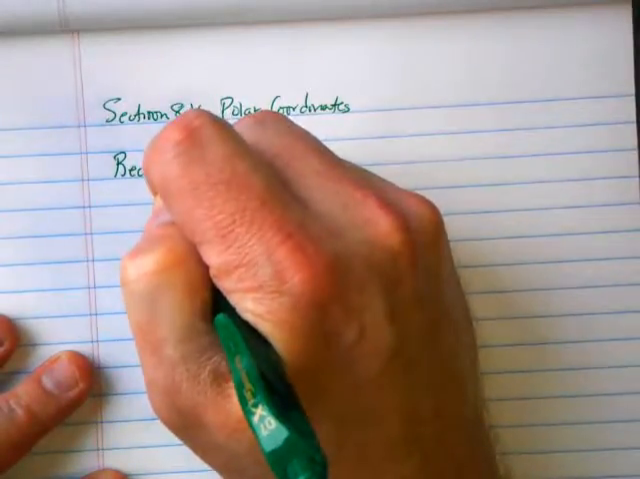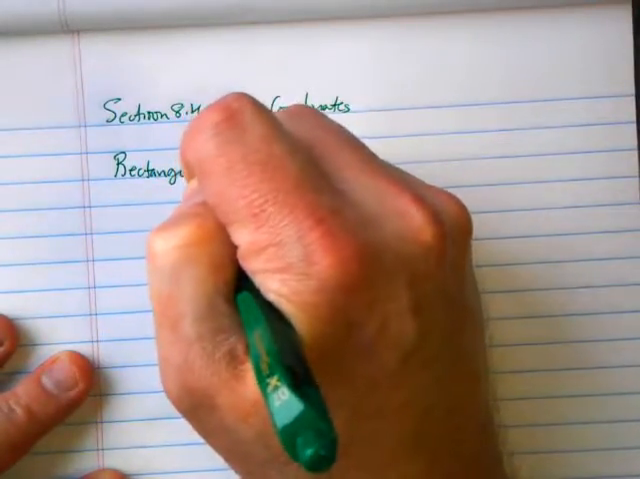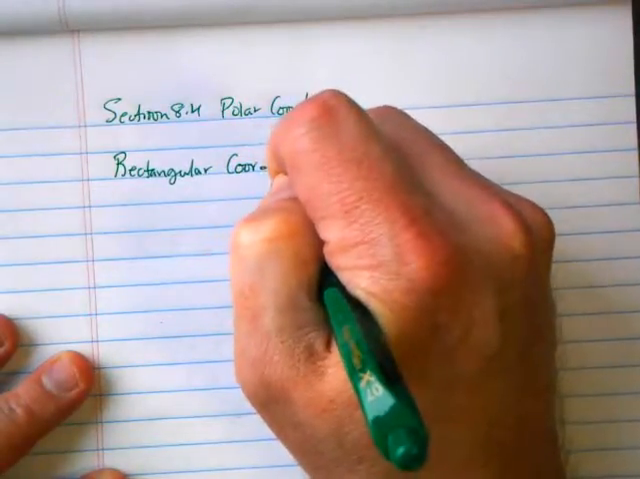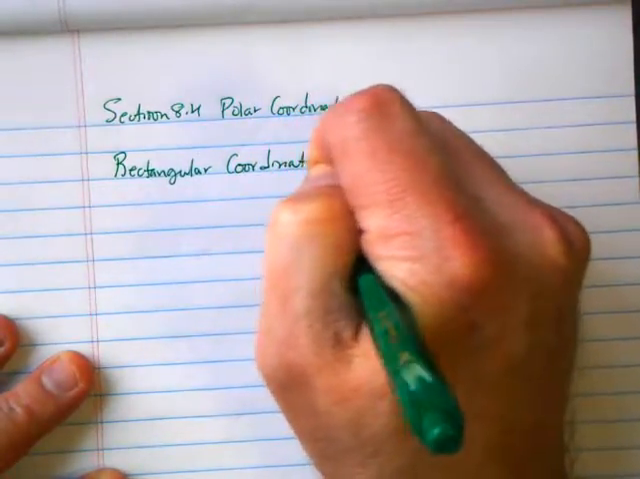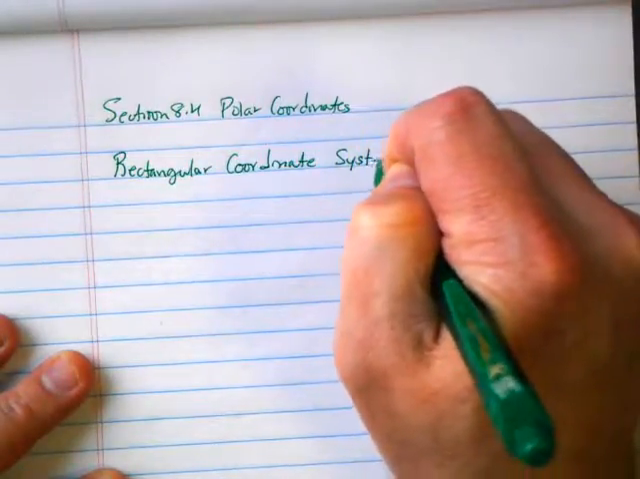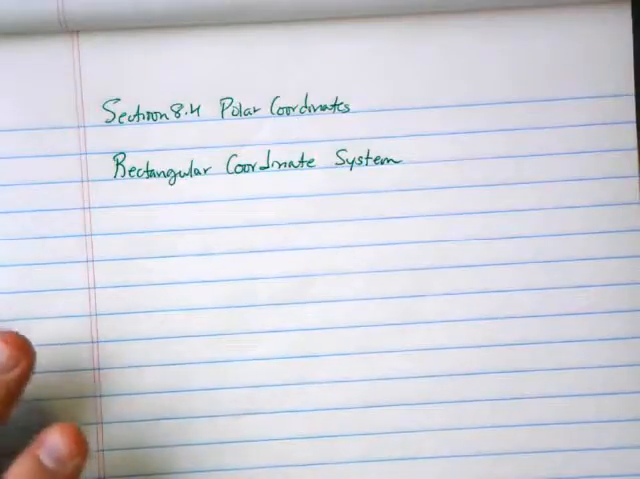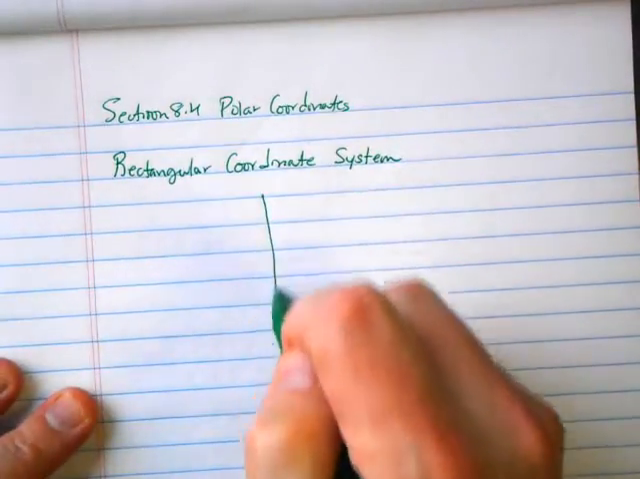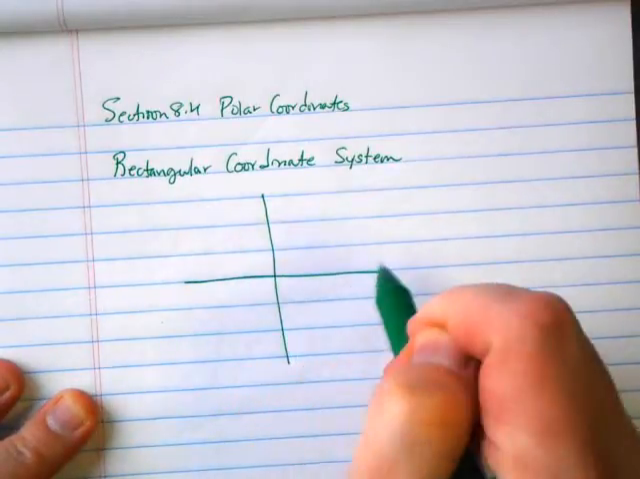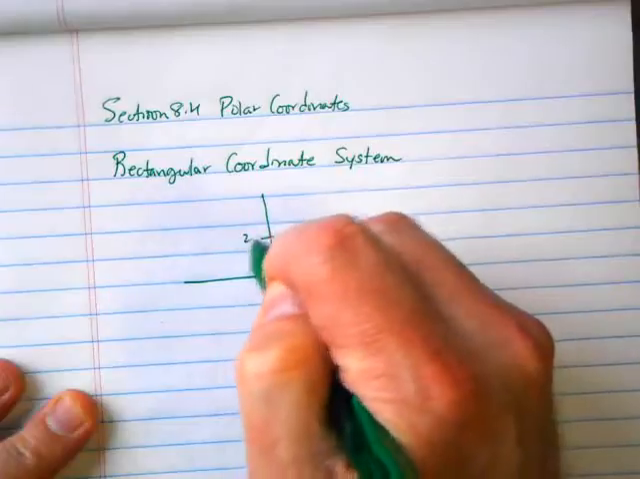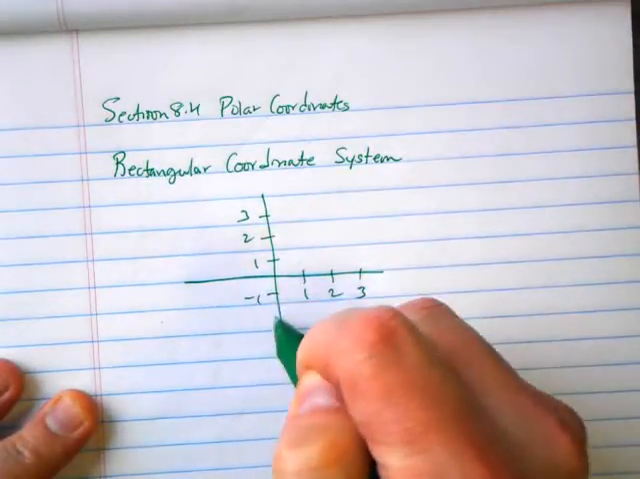What's the rectangular coordinate system? Yeah, it looks like this. And we label our axes. And we label points like this.